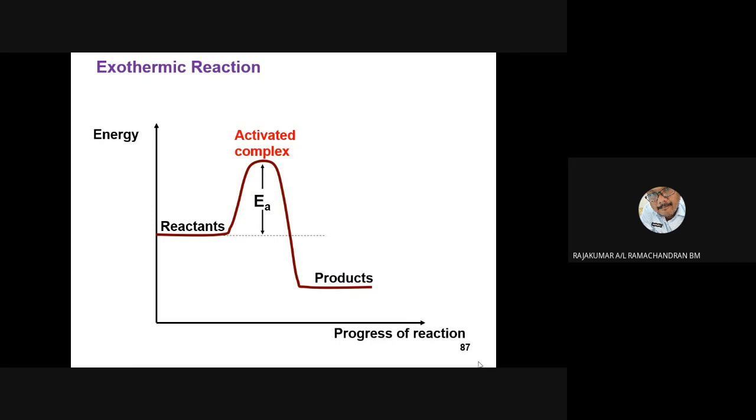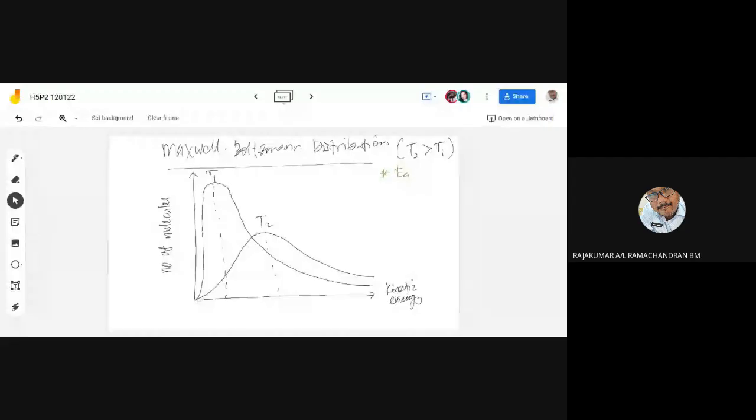Itu activation energy. Coming back to the Boltzmann distribution, saya nak terangkan tu apa activation energy kan. Coming back to our Jamboard for the Maxwell-Boltzmann. In the Maxwell-Boltzmann distribution curve, kita kena letak activation energy. So I will draw a line like this, just a line, and then we label this one as activation energy.